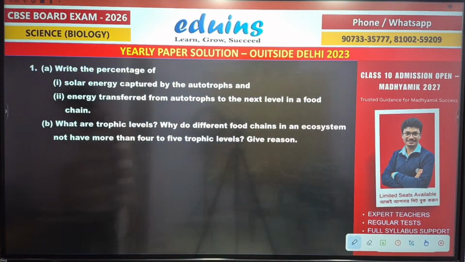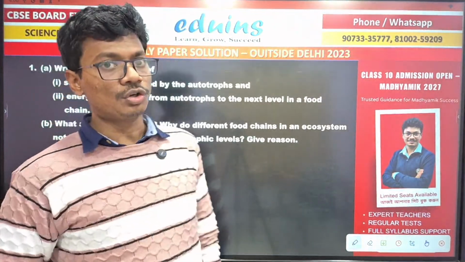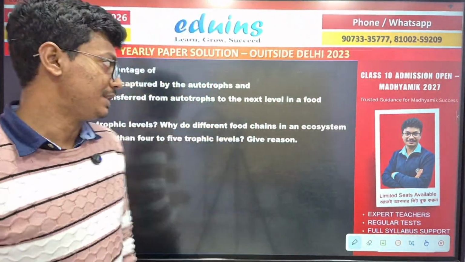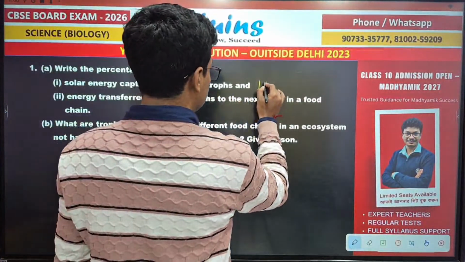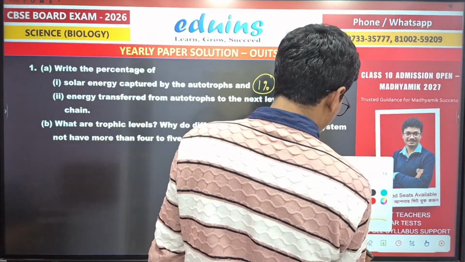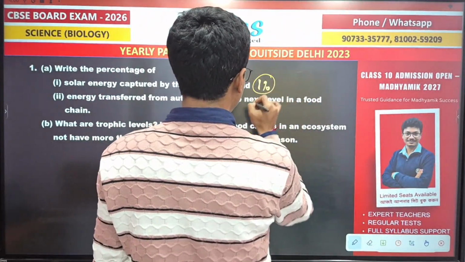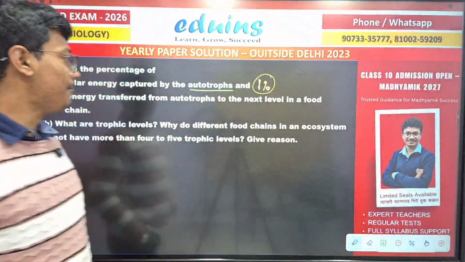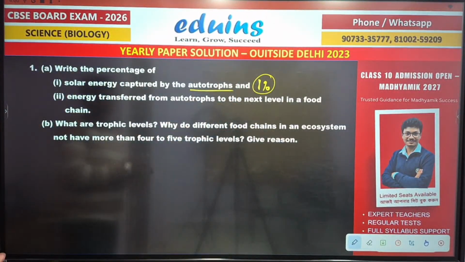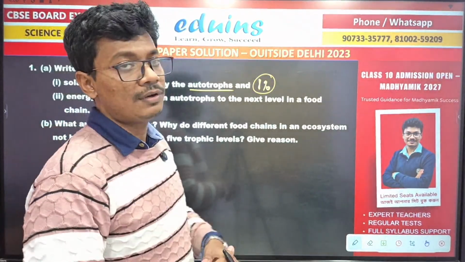Okay, so we know that the solar energy captured by the autotrophs is 1%. Solar energy captured by the plants and autotrophs is 1%. 1% energy is captured by the autotrophs. Okay, and the next question, that is energy transfer from autotrophs to the next level of a food chain.